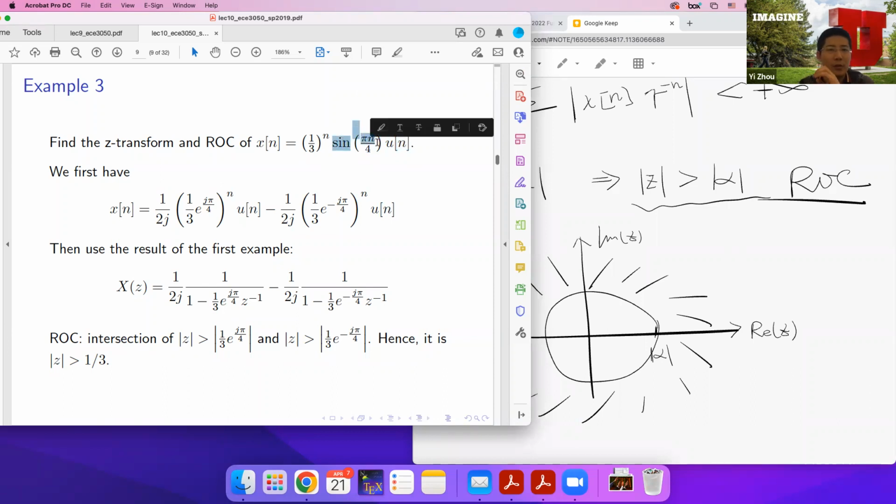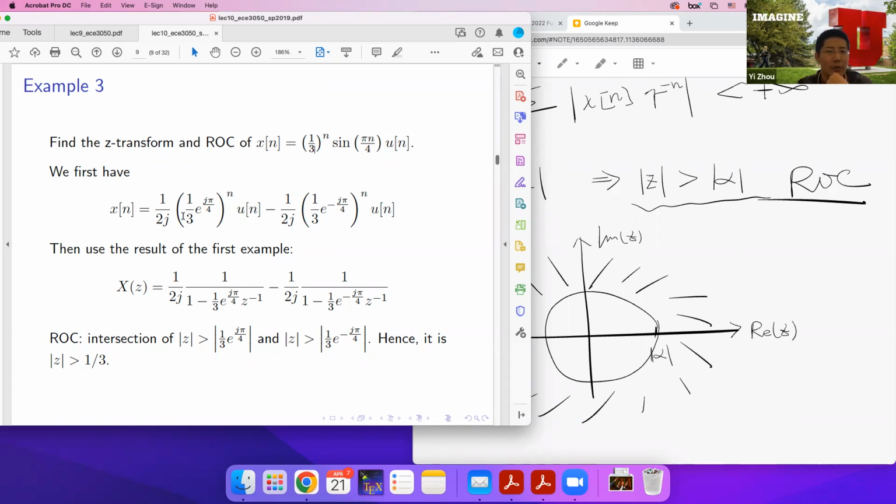Once we decompose the sine into exponentials, those exponentials can be combined with the first term. So in the end, x[n] can be equivalently written in this form. The sine is decomposed into two exponentials, and then those exponentials can be combined with the first exponential.